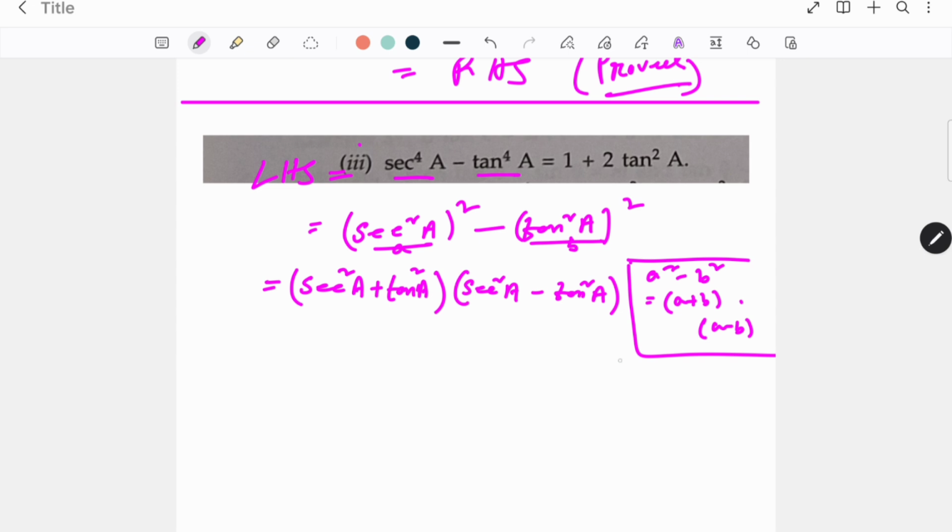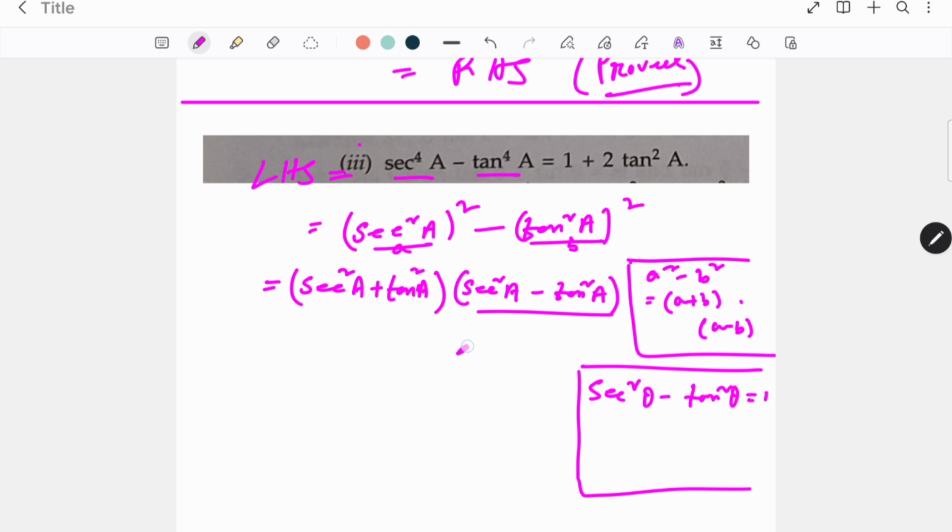Now we know one formula was there at the beginning of this chapter. We have explained that sec square theta minus tan square theta's value is 1. So in place of this we will put 1, and here we will have sec square a plus tan square a. Now from here we see the RHS is having only tan, so we will convert this formula into tan.